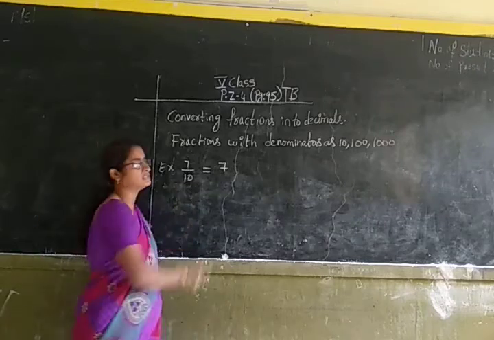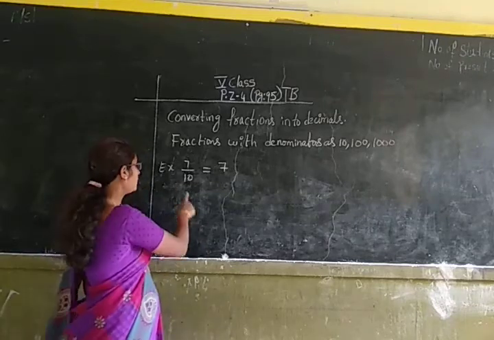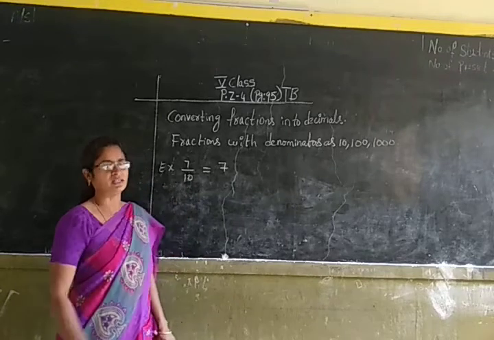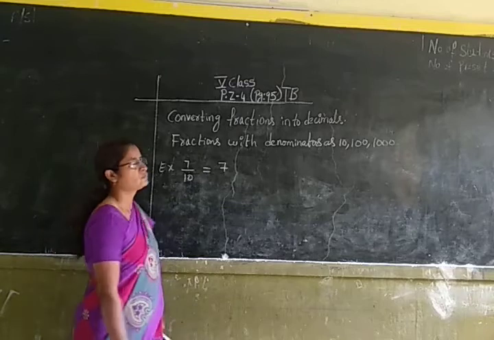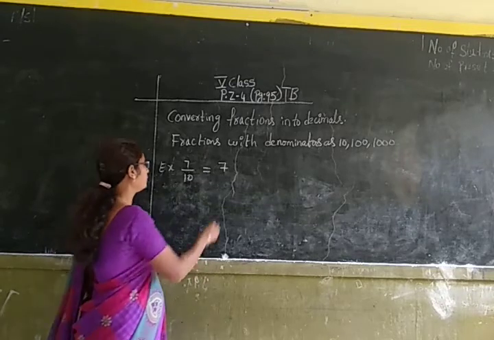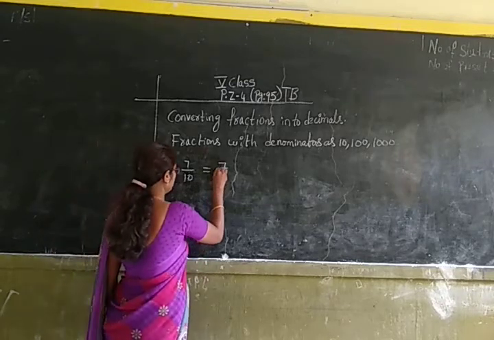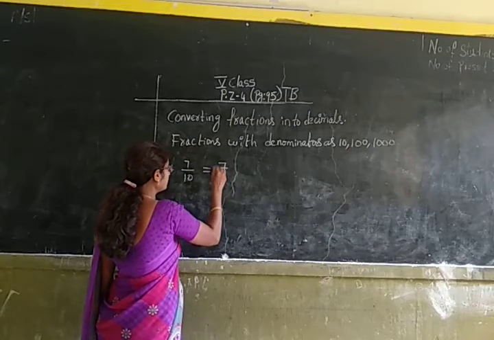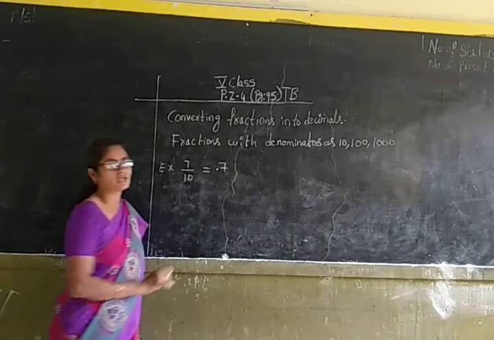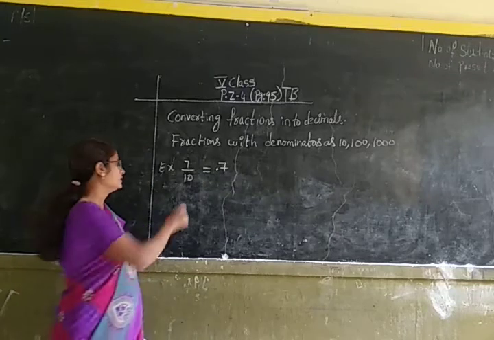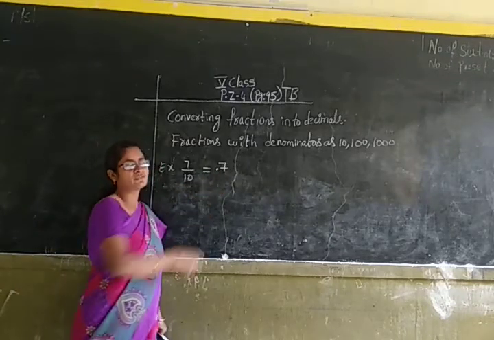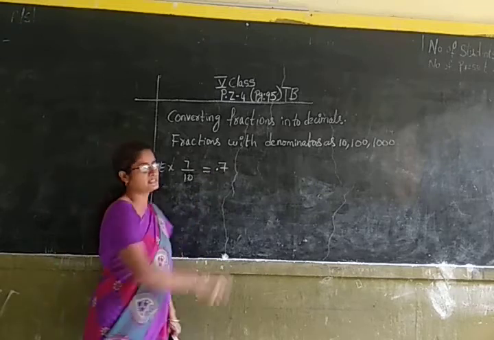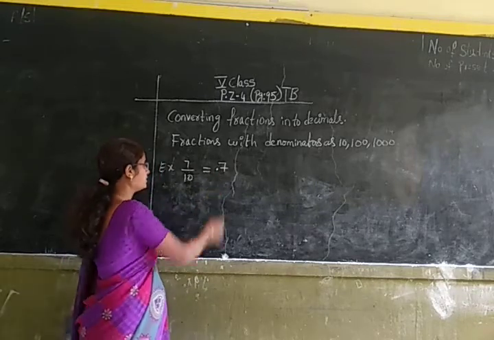In the denominator, we are having 10. And 10 is having 1 0. So we have to put a point after one digit. Since 10 is having 1 0, we have to put a point after one digit, which is after 7.